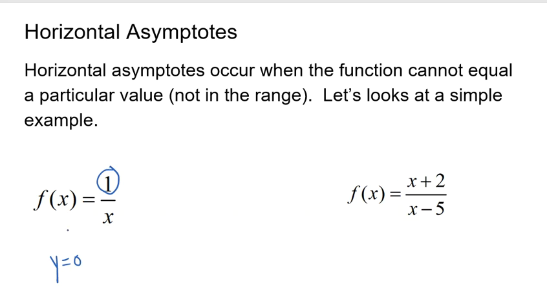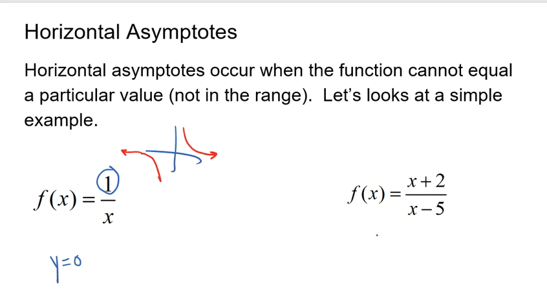So if you take a look at the graph of this guy, it's going to look like this, where on the far left, the graph is slowly going towards 0, and on the far right, the graph is slowly going towards 0, and you cannot equal 0 because there's a 1 on the top, and it's a 1. It's never, ever going to be 0.